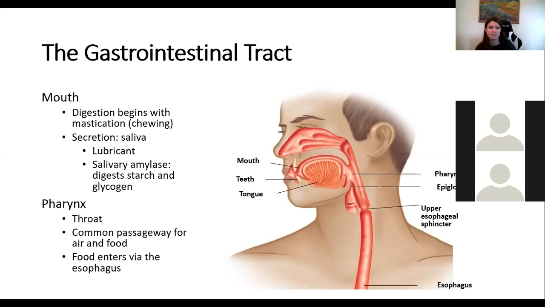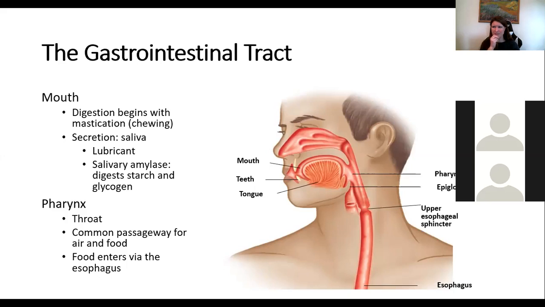And the other thing it does is it contains enzymes. So saliva includes an enzyme called salivary amylase. We're specifying salivary because there's amylase in another part of the GI tract as well. But our enzyme amylase digests starch and glycogen, so it starts to actually immediately break up large carbohydrates in your mouth.